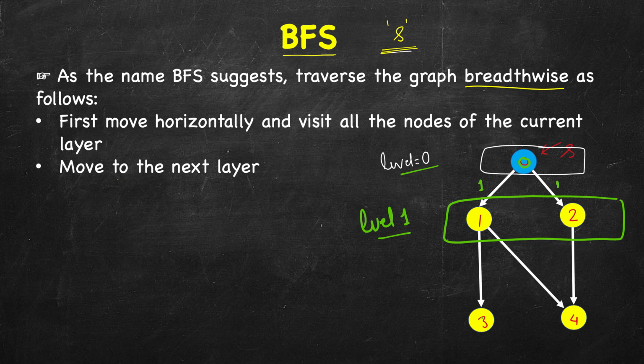What is the distance of these three? It's the neighbor of 1, which is itself a neighbor of 0. It's a distance of 2. So 3 and 4 are at level 2. Within a level, the order in which they are visited may vary depending on the order in which you have put them in the adjacency list.